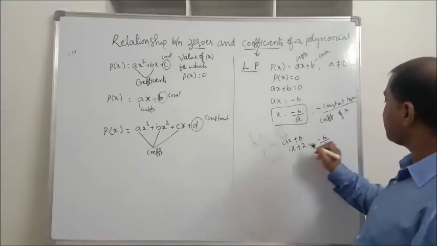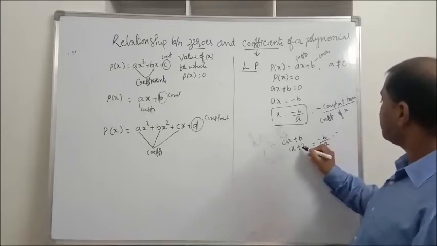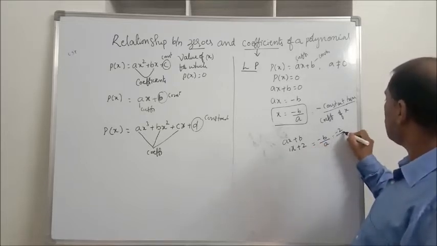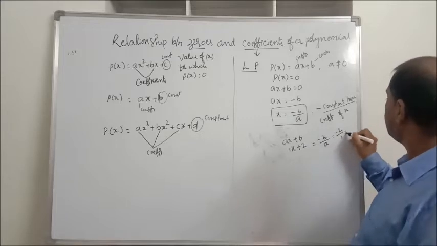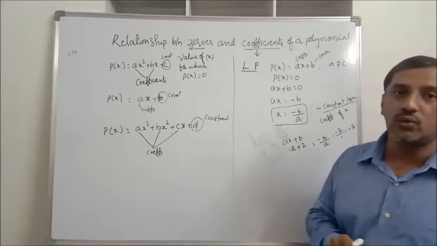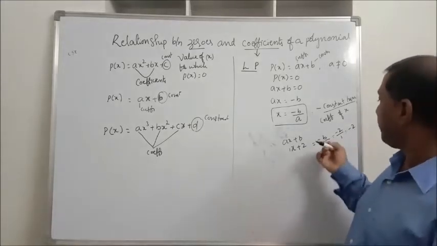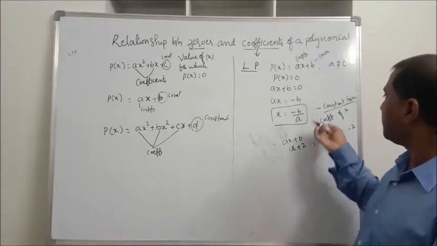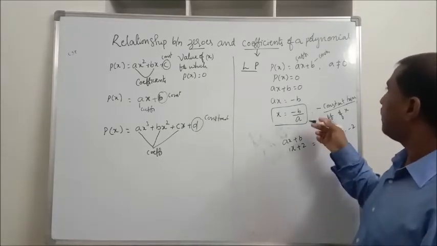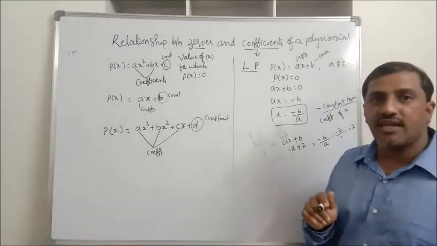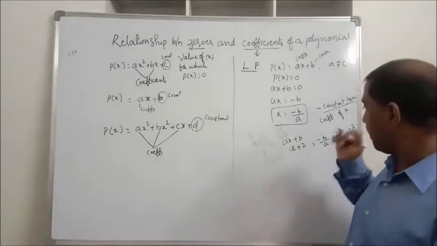Minus b by a means minus b is equal to what? 2. That is minus 2 by a, where a is equal to 1, which is equal to minus 2. So like this we can find the zeros using the relationship between the zeros and the coefficient and constant term of a linear polynomial.